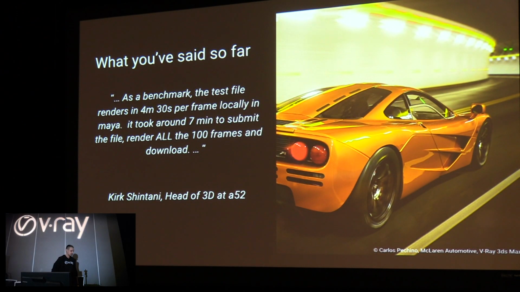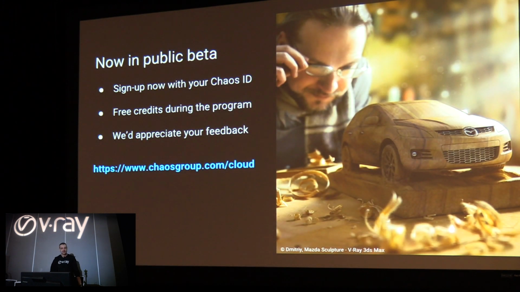Here is a quote from one of our users who tried the beta version. Basically, for the time that you get to render one frame on your local machine, you can get the whole animation rendered on the cloud. It's very convenient. It was for me, at least. It's in public beta. You sign up with your regular Chaos Group account. You get free credits. If you run out of credits, you can request more. We have a forum for it, and any feedback about this is completely welcome.